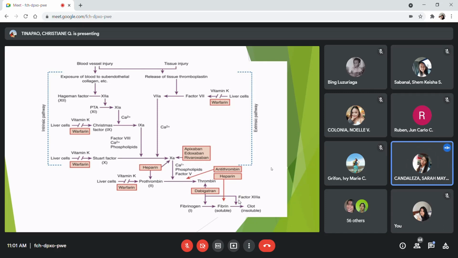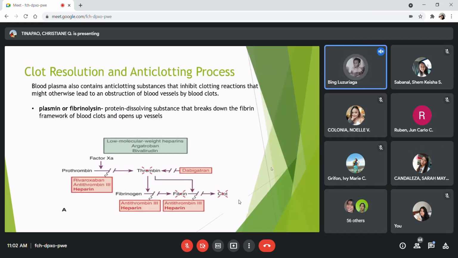And then activated factor 11 activates factor 9, or the Christmas factor. Just quickly, don't go into the details of that, skip it. Okay, thank you, Doc. That's all you need to remember.